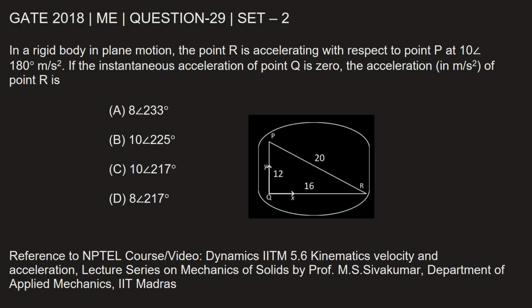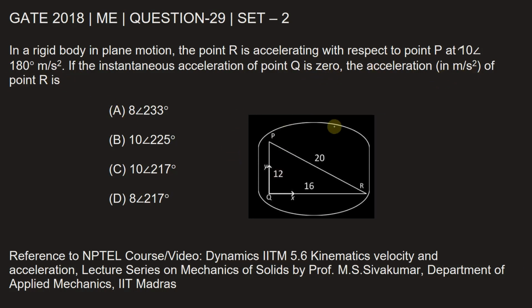Hello aspirant, this question is from GATE 2018, Mechanical Engineering Paper Set 2, question number 29. In a rigid body in plane motion, the point R is accelerating with respect to point P at 10 angle 180 degree meter per second square. If the instantaneous acceleration of point Q is 0, the acceleration of point R is.